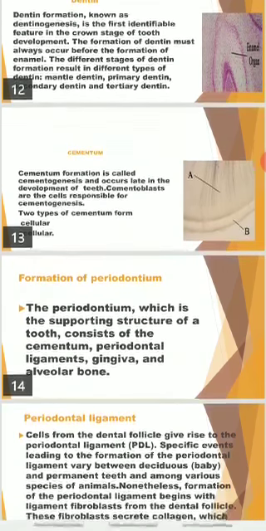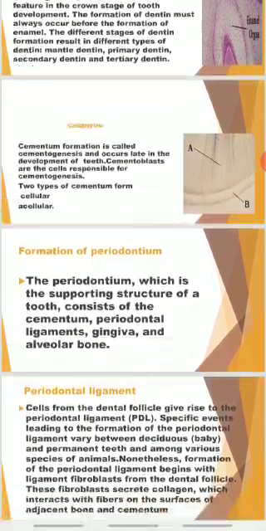Then after this we have the formation of the periodontium. The periodontium, which is the supporting structure of a tooth, consists of the cementum, periodontal ligaments, gingiva, and alveolar bone.